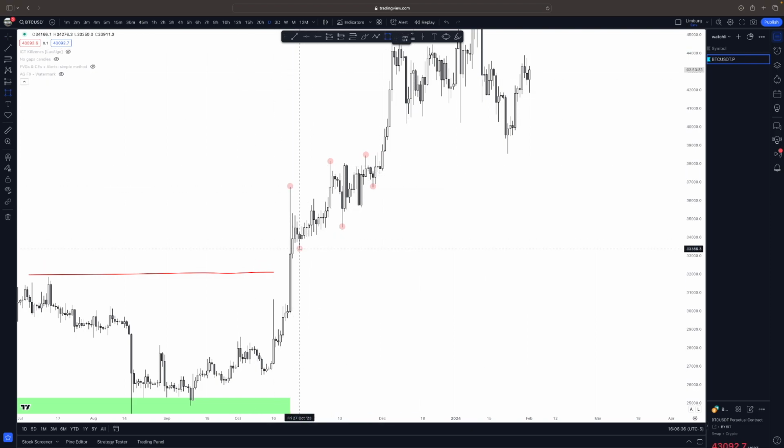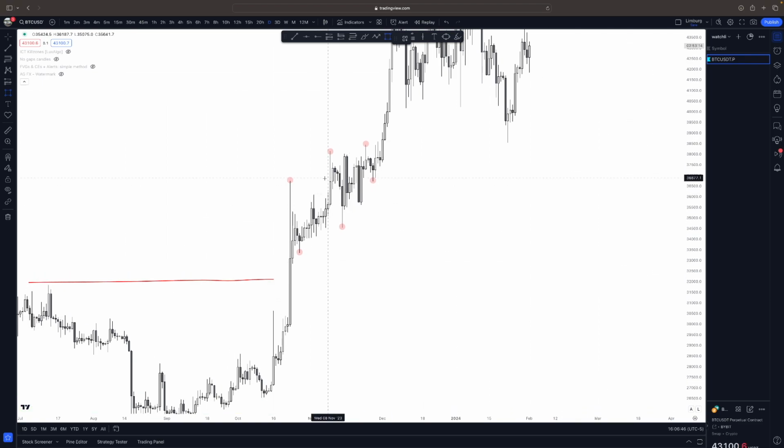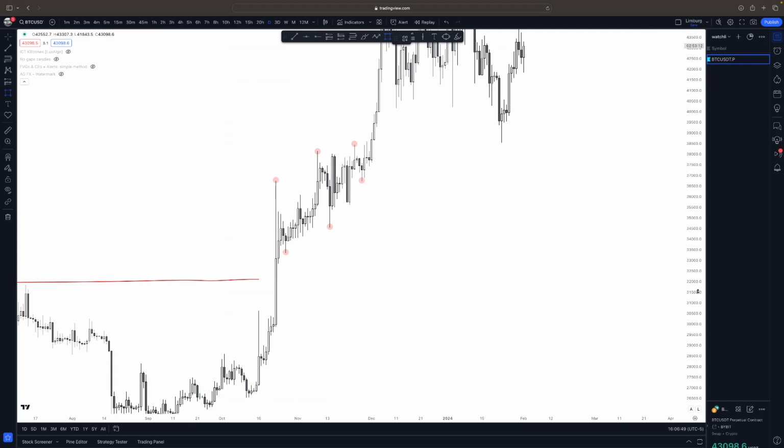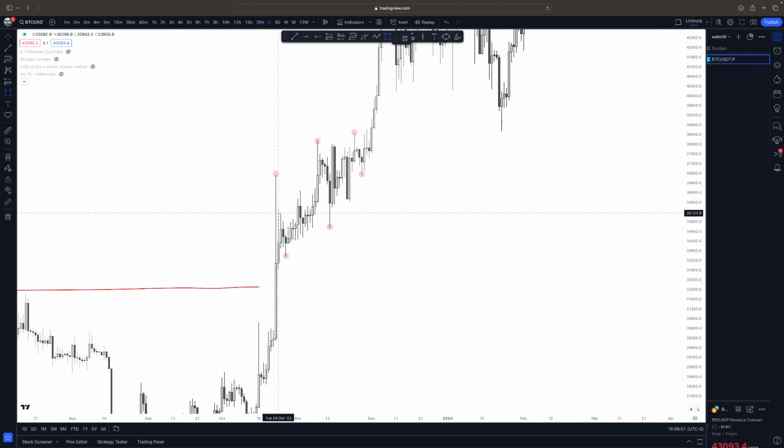Once price created that higher low and that higher high, we could search for the demand zone. And price created that very beautiful one, which was right here. Since this was the higher low, we looked for the bearish candles of that low, which was right here. There was the bearish candle, and this was the second bearish candle. And we always take that second one, the bullish candle before.